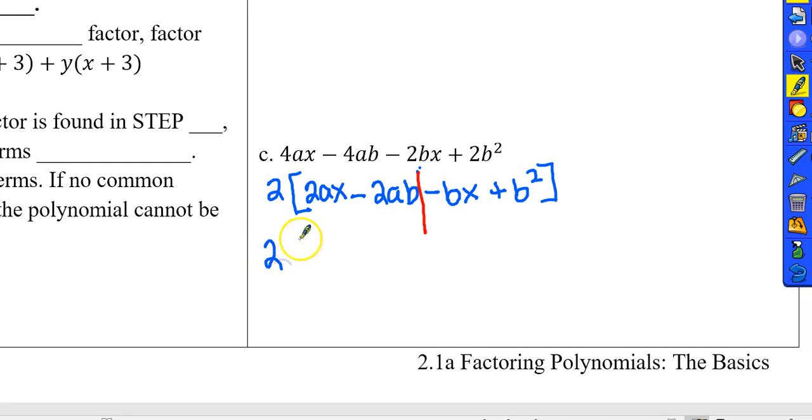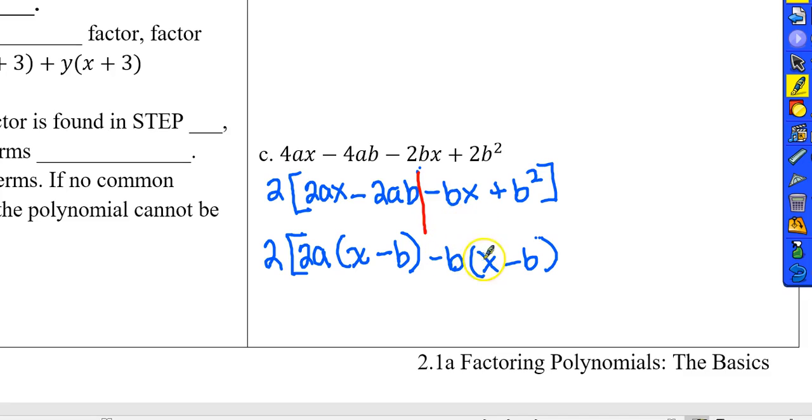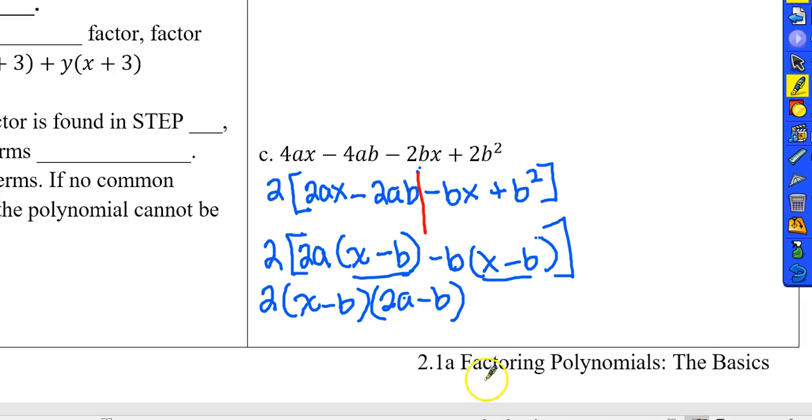So we have 2 times, and we're going to factor out the front, a 2a, which leaves us with x minus b. So what we want over here is another x minus b. Let's see if we can make that happen. If I want to have a positive x out of here, I probably should take a negative b out. Negative b times x is negative bx. Negative b times negative b is positive b squared. And so we do have a common binomial factor of x minus b, and the remaining 2a minus b is your last binomial factor. So there you go.